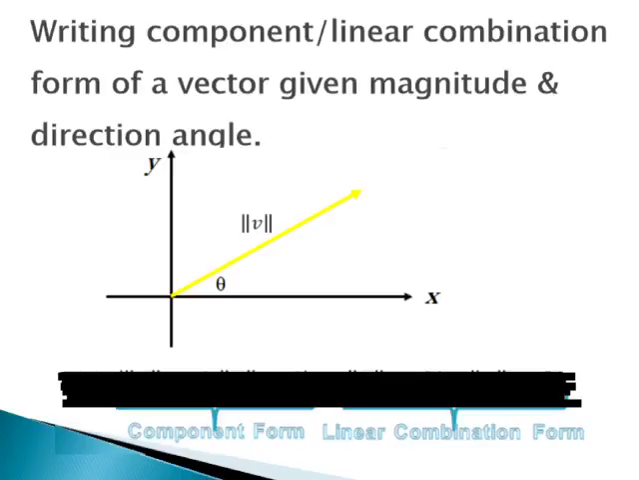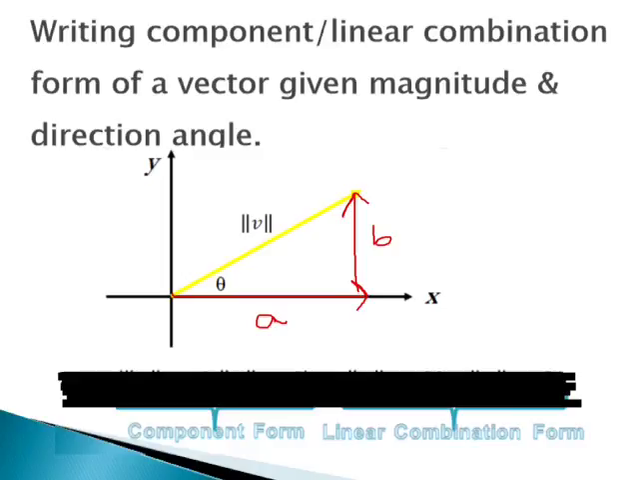Okay, so what I want to talk about first is how we would write the component form or linear combination form of a vector when we know the magnitude and direction. So I want to paint a little picture here for you. Here we have this yellow vector with magnitude, and theta is our direction angle. Well, we know that a vector has a horizontal component and a vertical component.